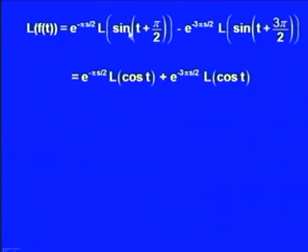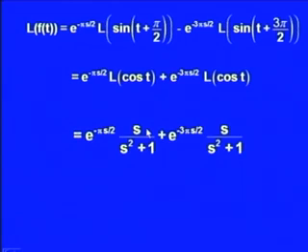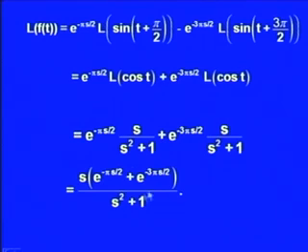Now, sin t plus pi by 2 is cos t. So, Laplace transform of cos t we have here, and then sin t plus 3 pi by 2 is equal to minus cos t. So, we have minus plus here, e to the power minus 3 pi s by 2 into Laplace transform of cos t, and Laplace transform of cos t we know is s over s square plus 1. So, we get the right hand side as e to the power minus pi s by 2 into s over s square plus 1, plus e to the power minus 3 pi s by 2 into s over s square plus 1, which is further equal to s into e to the power minus pi s by 2 plus e to the power minus 3 pi s by 2, over s square plus 1.